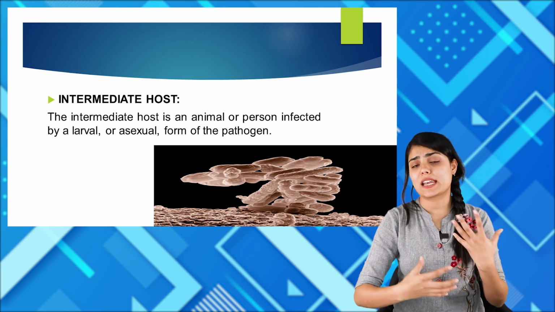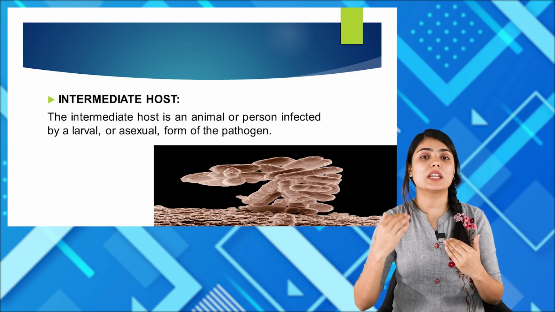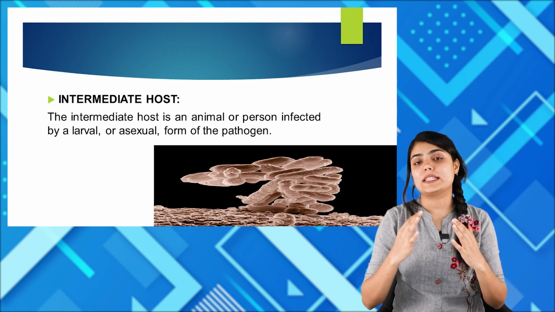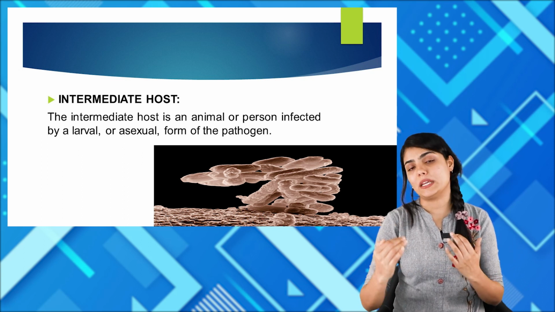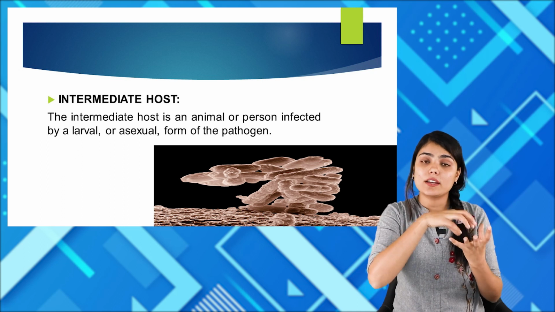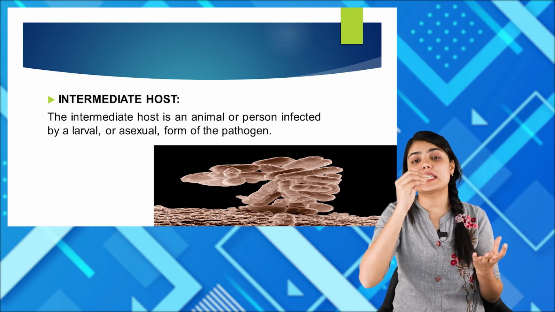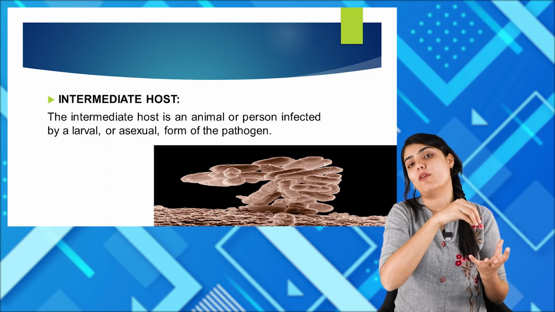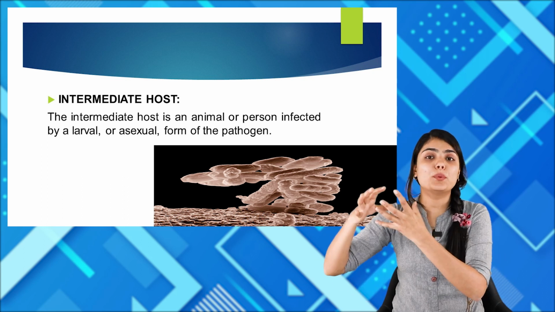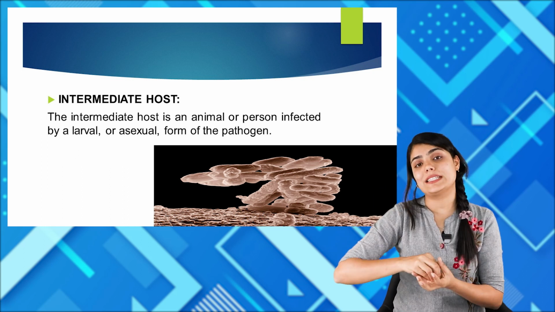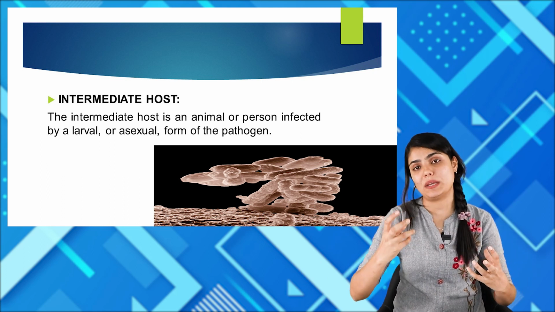It can be a plant, it can be an animal, it can be a human being. The host is a person who gives shelter to the pathogenic microorganisms, right? Now, there are two different types of hosts. The first type of host is a definitive host, and the second type of host is the intermediate host. The definitive host is the person or the animal who is infected by the sexual form of pathogen or the adult form of pathogen, whereas the intermediate host is a person who is infected, but the person is affected by the larval stage or the asexual form of pathogen. That is the difference between definitive and intermediate host.